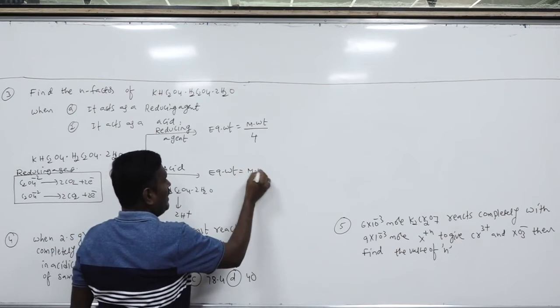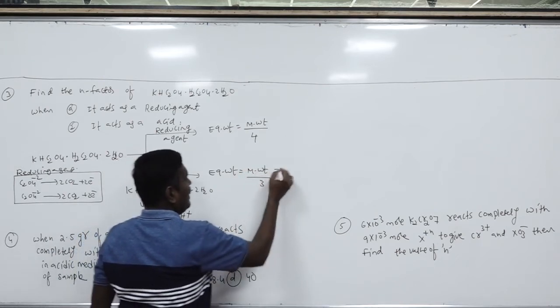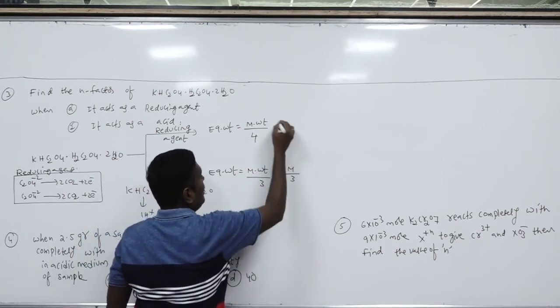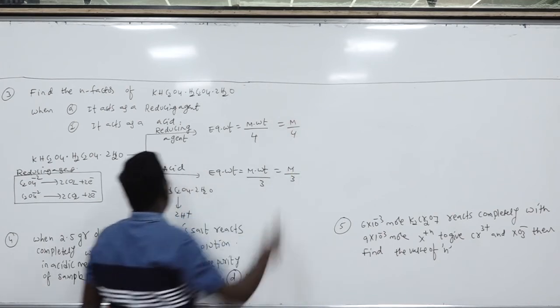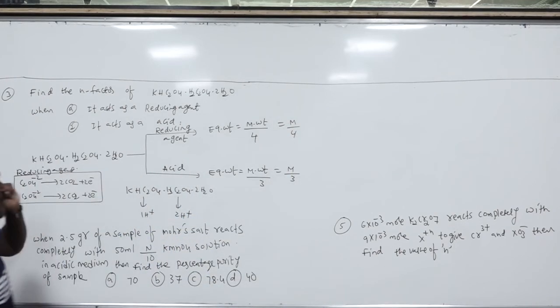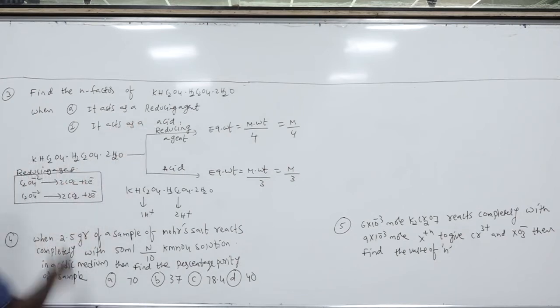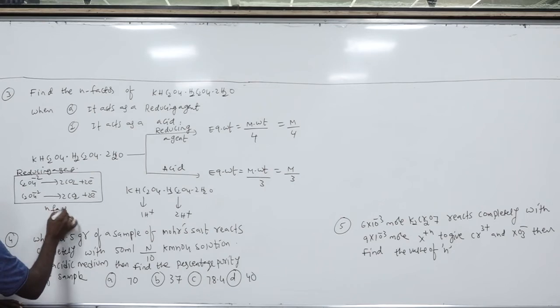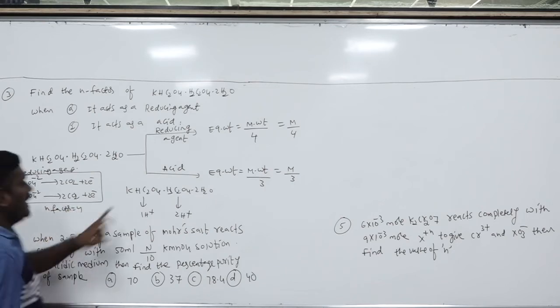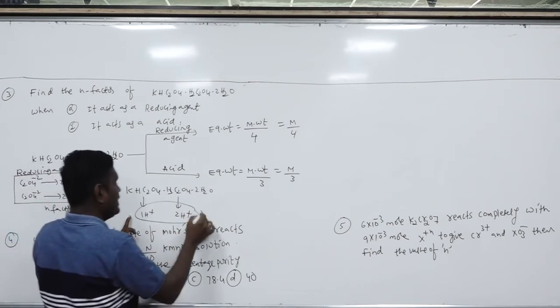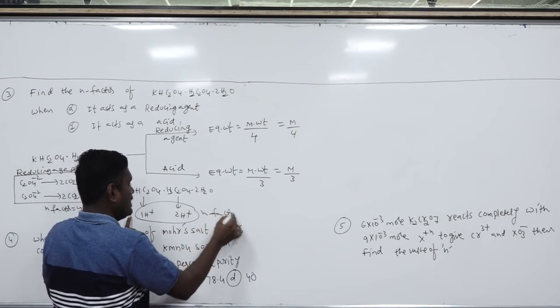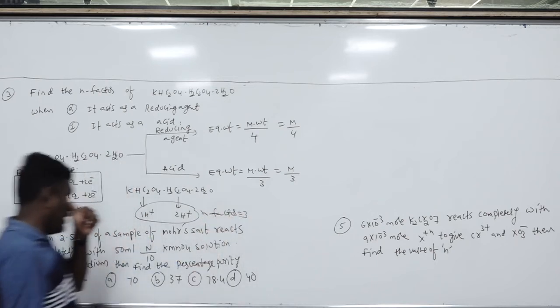So I am writing molecular weight by 3 here, and molecular weight by 4 here. Remember, same compound: when it is acting as a reducing agent, the n factor is taken as 4. When it acts as an acid, the n factor is taken as 3. This is very important.